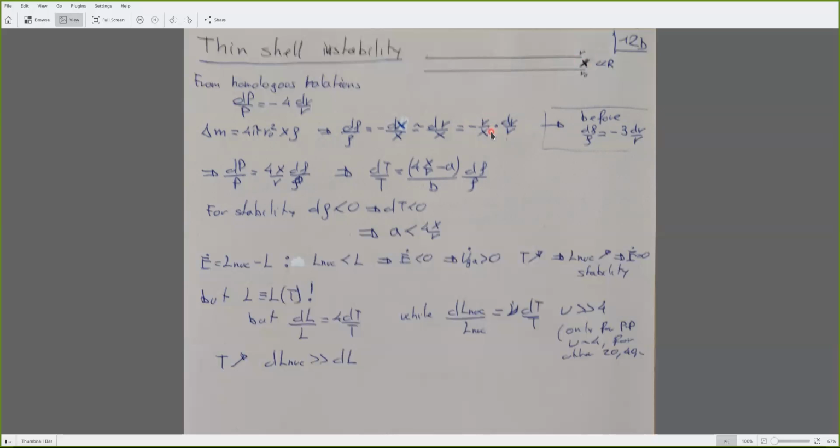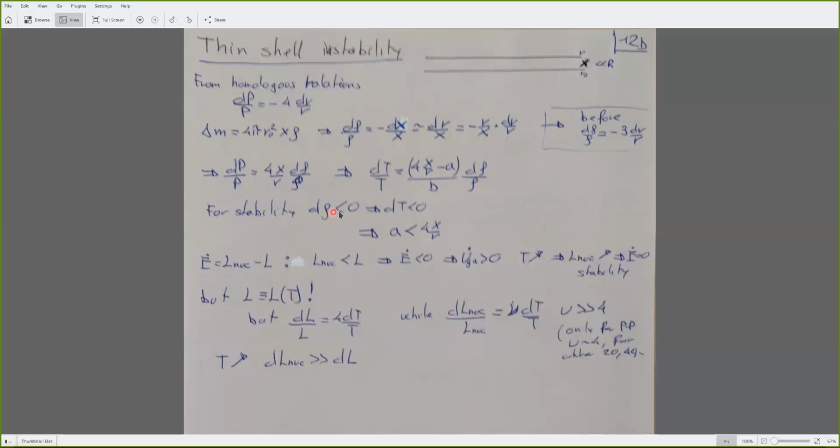See that we definitely have a change. Before, the relation between the two relative variations was minus 3. Now we have the radius divided by how thin the shell is. And this value can change. If you do the same for the pressure, we have the same situation.